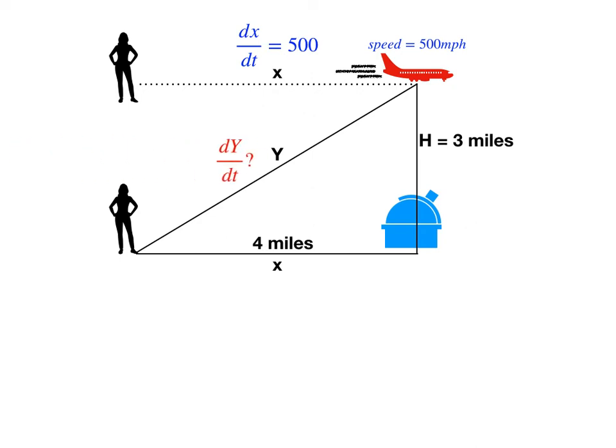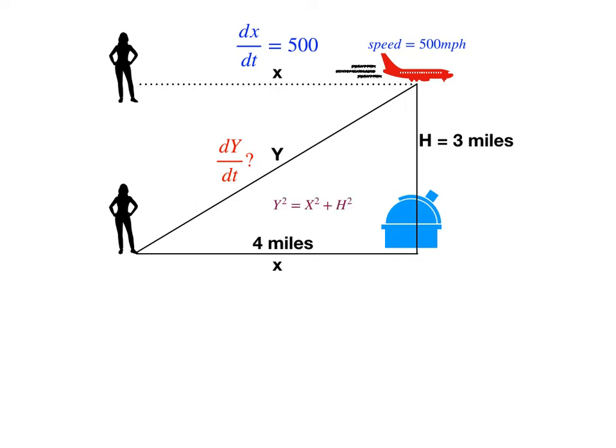All right, in mathematics, the question is, what is dy/dt? So what is the rate of change of y in terms of t, where y is the distance between you staying on the ground and the airplane flying away from you at an altitude of 3 miles.